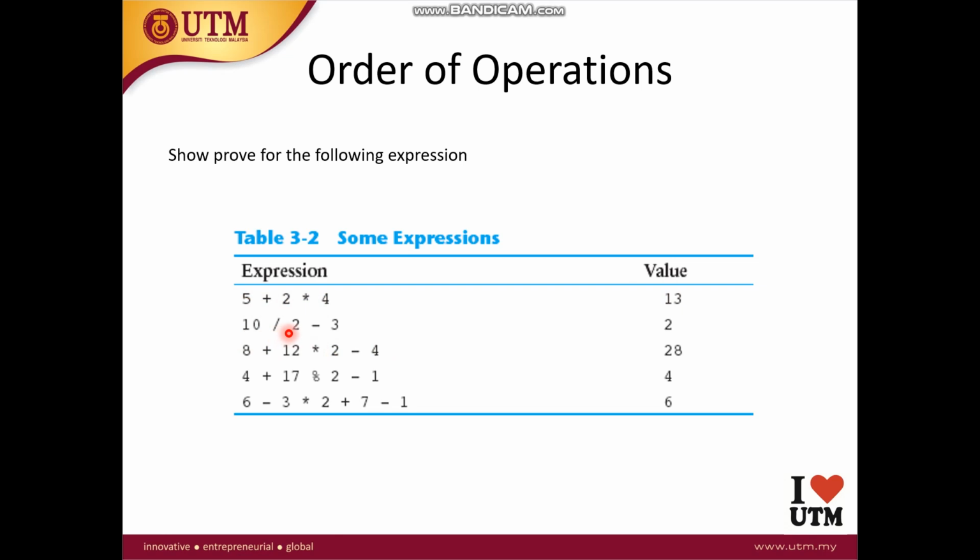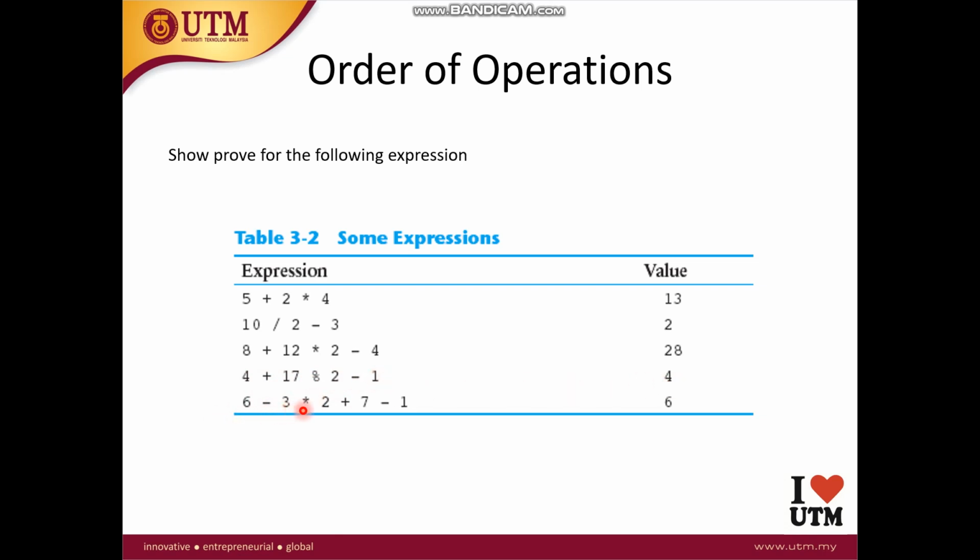10 divided by 2, 5, minus 3 is going to be 2. 8 plus this one minus this one, so this one is executed first. 12 multiplied by 2, 24, plus 8, 32, minus 4 is going to be 28. 17 modulus 2 is going to be 1. 4 plus 1 is going to be 5, minus 1 is going to be 4.